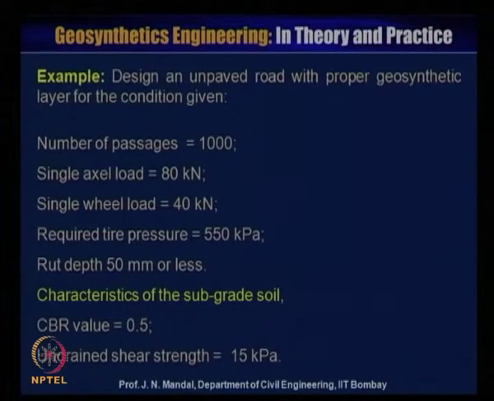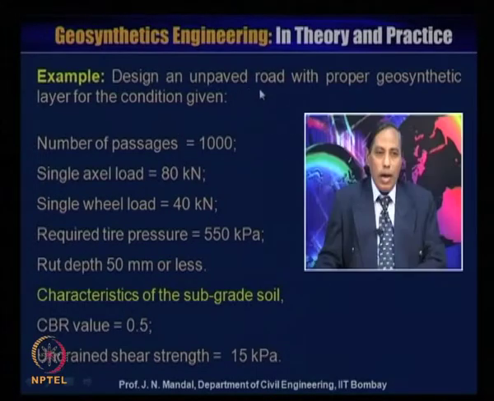So one example is given, then it will be more clear to you. Design an unpaved road with a proper geotextile layer for the given conditions. The number of passes is 1000, and the single axle load is 80 kilonewton. So the single wheel load will be half of the axle load, that means 40 kilonewton. The required tire pressure is 550 kilopascal, and the rut depth is 50 millimeter or less.